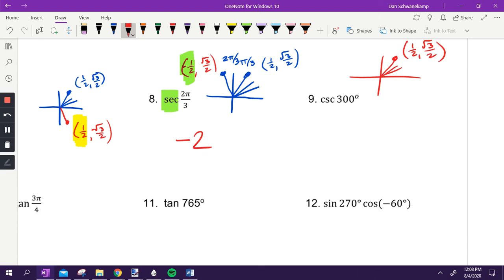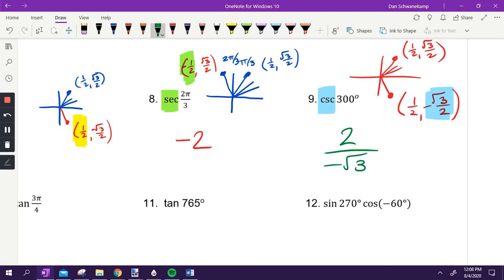I want 300. So instead of being up there, I'm really going to be down here. What's going to be negative? The y value. I'm doing cosecant. So which do I want, x or y? The y. So cosecant. What do I need to do with that thing? Flip it. It's not right. What do you mean it's not right?